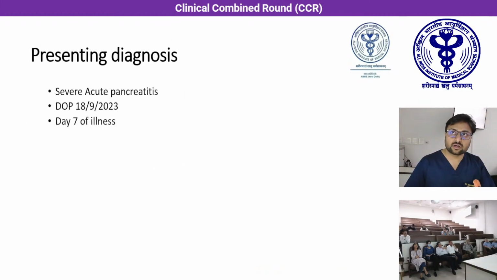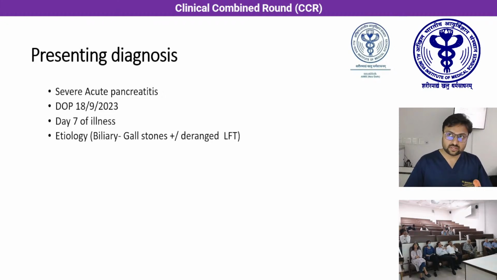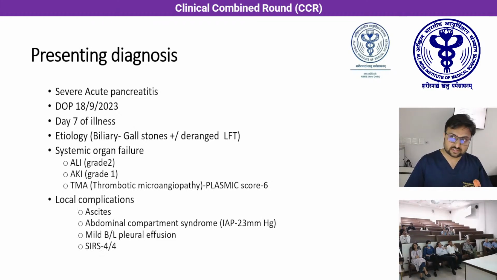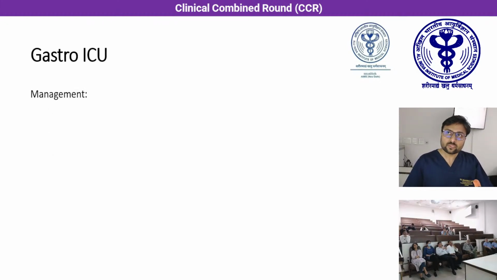So after admission in our gastro ICU, the initial working diagnosis was severe acute pancreatitis. She came to us on day 7 of illness. Etiology was biliary. She had gallstones and there was deranged LFT. In systemic organ failure, she had acute lung injury, grade 2, acute kidney injury and thrombotic microangiopathy, likely pancreatitis related. In local complications, she had ascites and abdominal compartment syndrome. Intra-abdominal pressure was 23 on presentation, and there was mild bilateral pleural effusion, which was non-drainable, and she had SIRS parameters. So she was managed along the lines of severe acute pancreatitis.